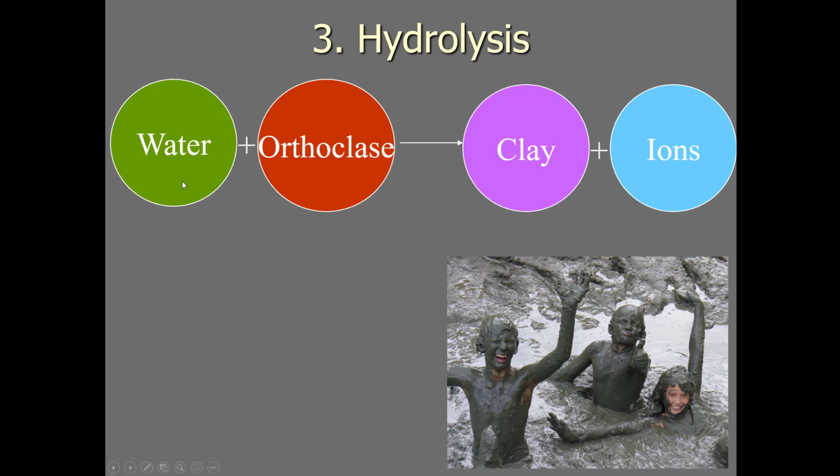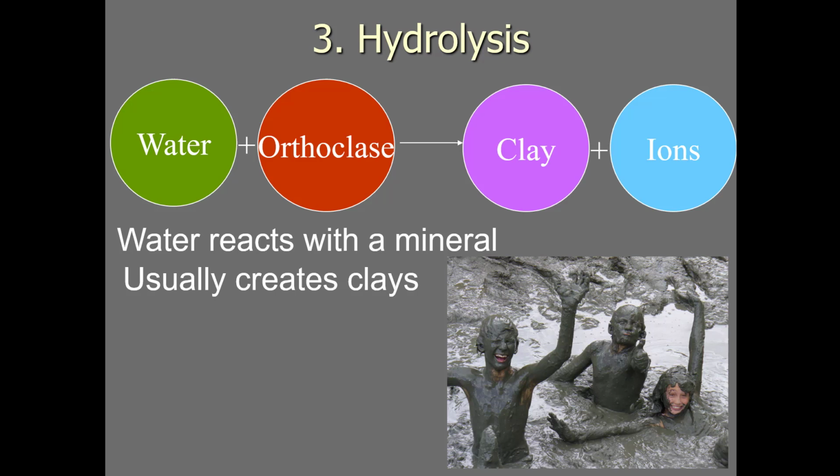So very often water is reacting with orthoclase, and if you look, the word clay is right in here. Orthoclase and plagioclase are the two minerals that are most directly impacted by hydrolysis. Water will react with a mineral, again, typically orthoclase and or plagioclase, and create clay. Then clay is a very common mineral that is found in sedimentary rocks. So those are your 4 mechanical weathering processes and 3 chemical weathering processes.